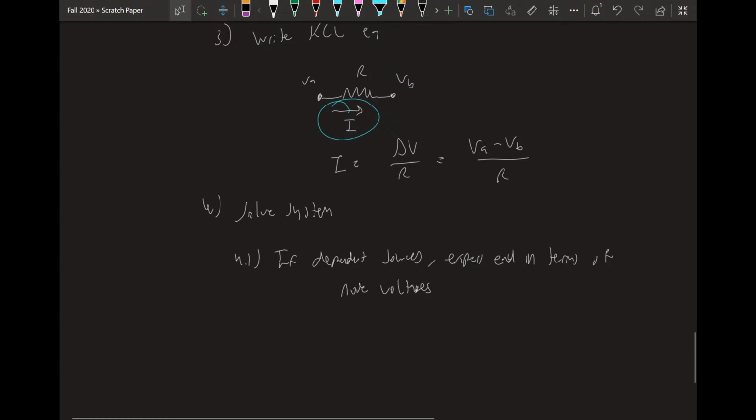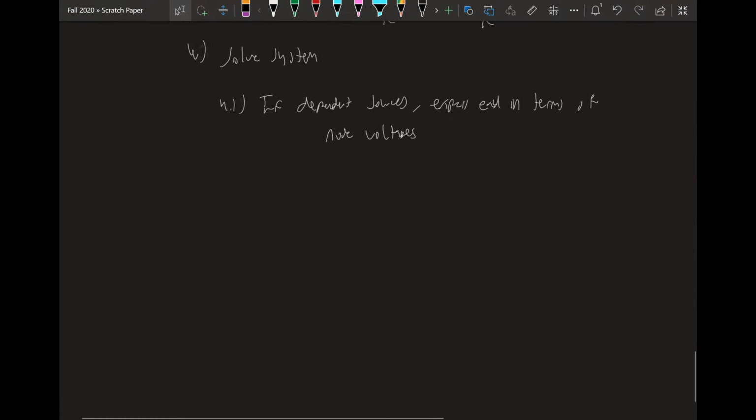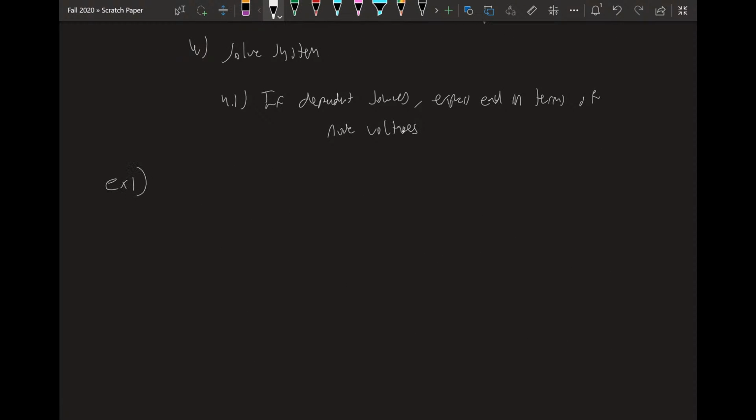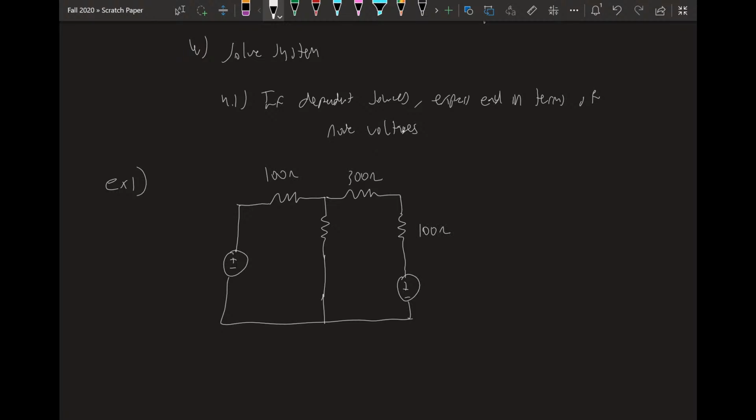So as an example, let's solve a circuit using node voltage. So here's example 1 for the node voltage method. Let's say we have a circuit that looks like this. This is 100 ohms. This is 300 ohms. 100 ohms. 200 ohms. 6 volts. 12 volts. All right, here's the circuit.